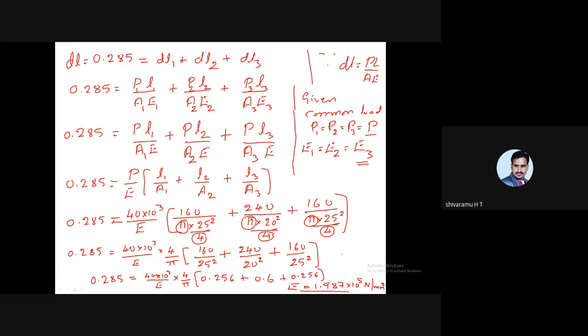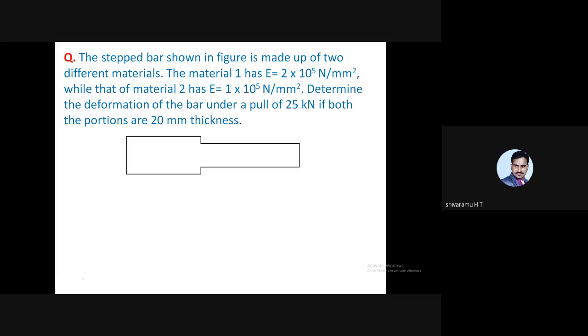So we can straight away state that the step bar is made with steel material, because for steel the Young's modulus is 2 into 10 power 5 Newton per square millimeter. We got near to 2, so we can state that the given material is made with steel. So let me take one more problem.